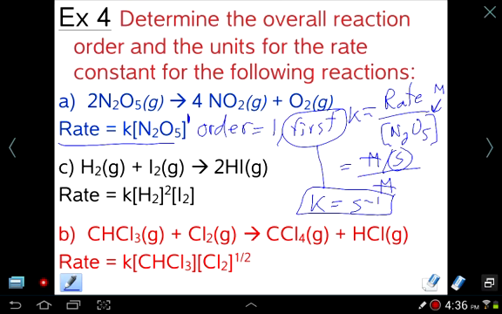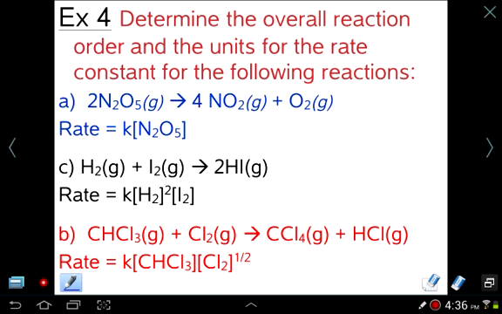Let me clear this. For the second one, what we see is our first reactant is second order. Our second reactant is first order. We usually don't write the 1. So overall, we have third order. This is a third order reaction. And let's go ahead and solve for the units of k.